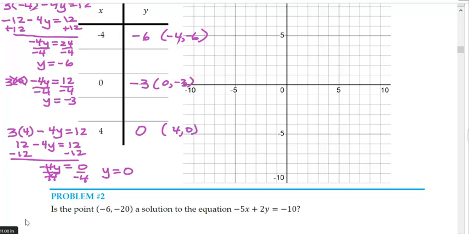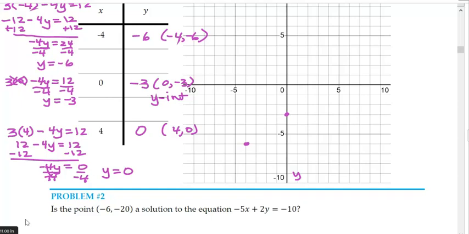So let's place these on here. And as I do, I want to talk a little bit about some of these points. So this first one, -4, -6. So to the left, -4, down -6 will be here. And then this next one, 0, -3. So over 0, down -3 is here. And this crosses the y-axis at -3. And so that means that this is going to be our y-intercept. And we'll talk about that a little bit later.